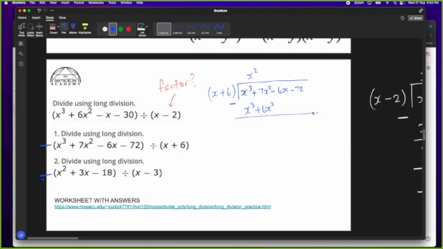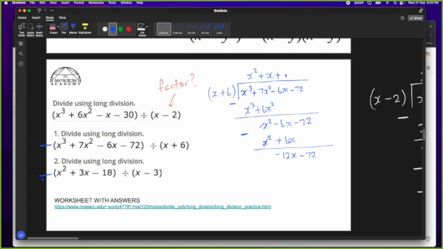When I do that minus, what am I going to get? 7 minus 6 is just 1x squared, and minus 6x minus 72. Then I will put a plus x. So x times x will give me x squared. And then I'll have plus 6x. And that will give me, these are gone, but minus 6x minus 6x is minus 12x minus 72.